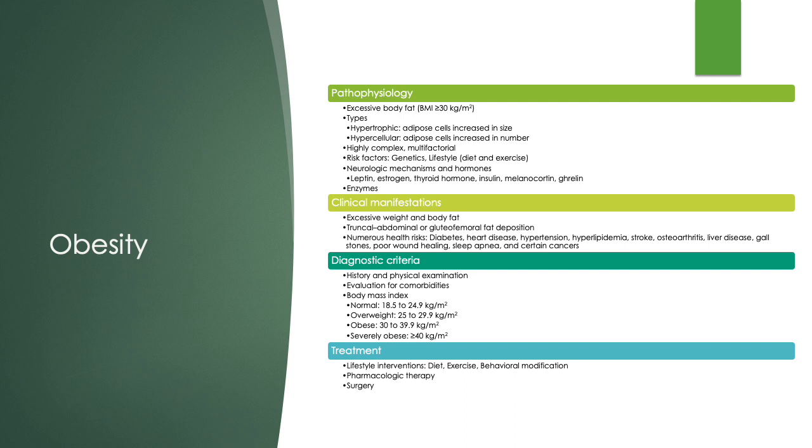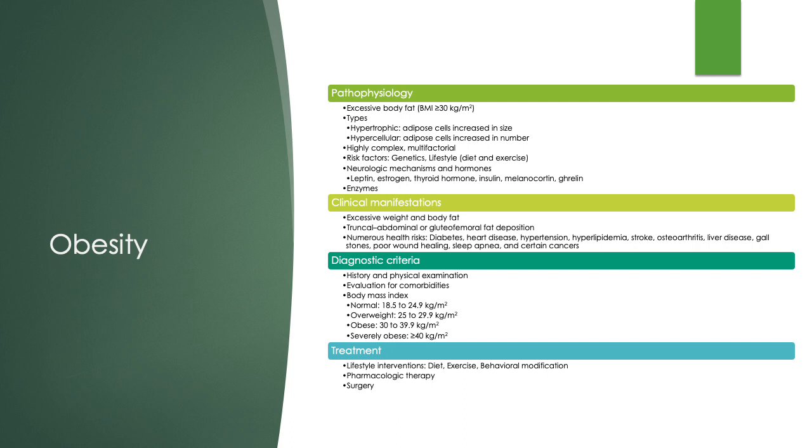As far as your clinical manifestations, again, it's excessive body weight and fat. You have truncal abdominal or gluteal femoral deposition, and more. And what that means is that you have more fat in those areas. And you do have numerous health risks as a result of obesity. This includes diabetes mellitus, heart disease, hypertension, hyperlipidemia, stroke, osteoarthritis, liver disease, gallstones, poor wound healing, sleep apnea, and certain types of cancers.